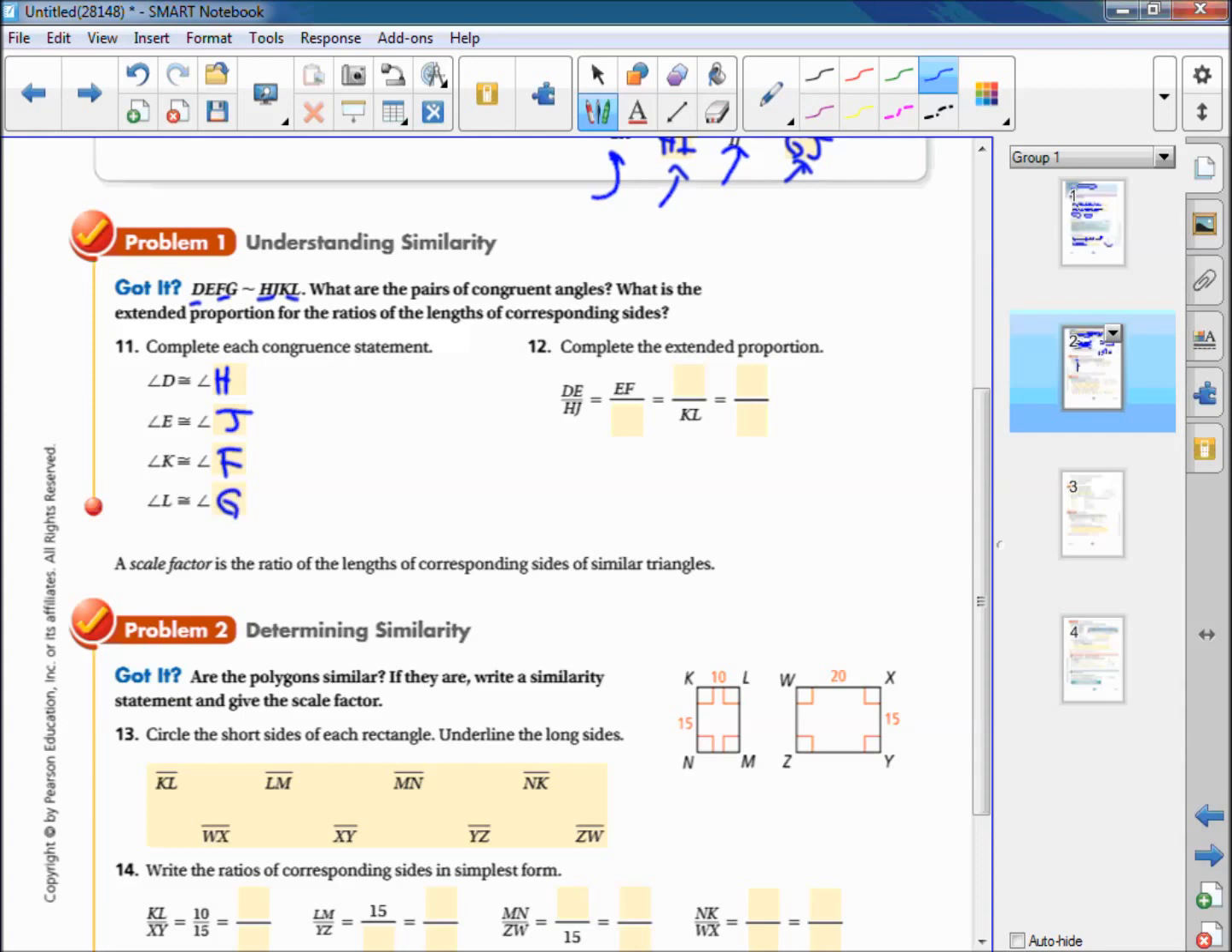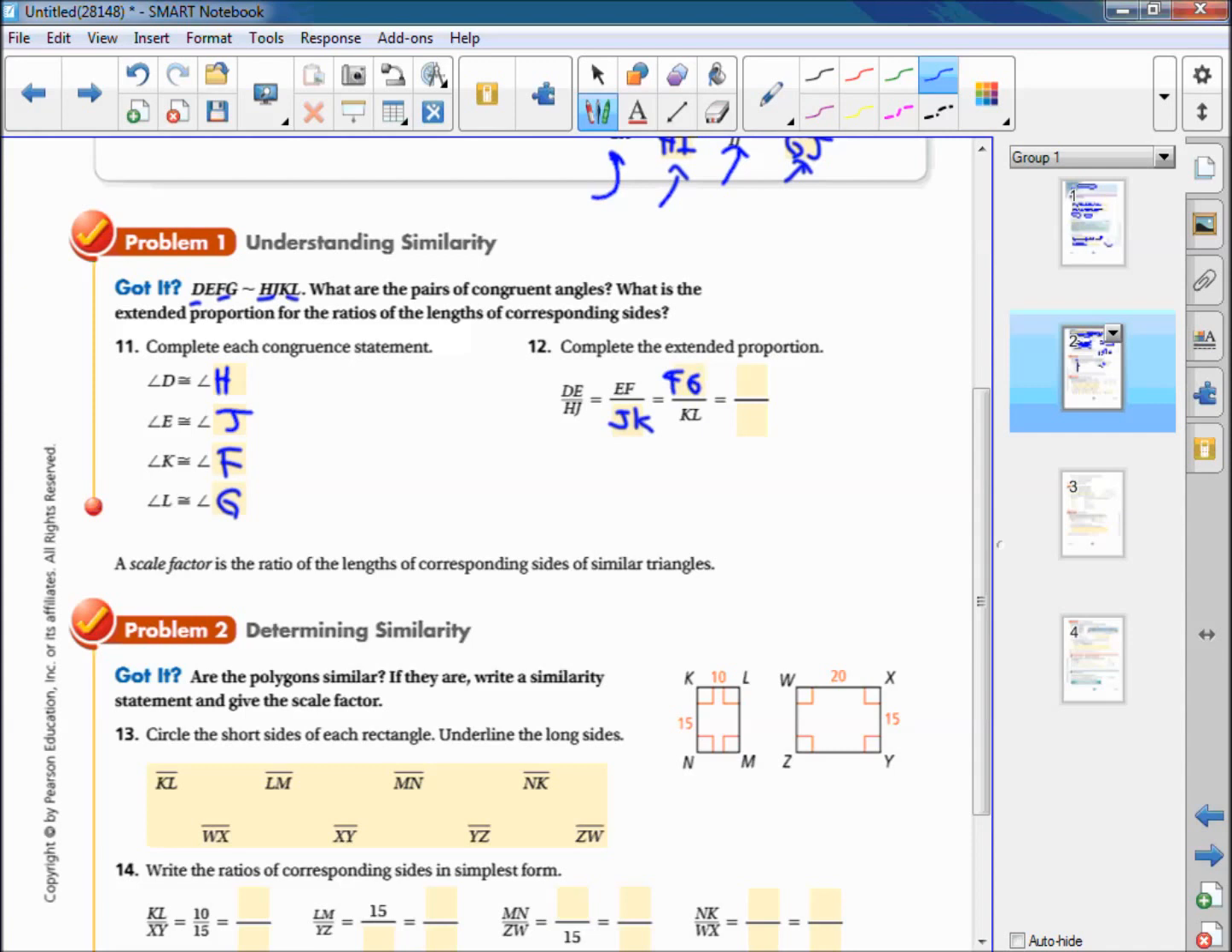All right, complete the extended proportion. So DE goes with HI, that's for sure. Those are the first two letters in each of those quadrilaterals. EF is the middle two, so they should go with IJ. FG is the last two, so they should correspond with JK.